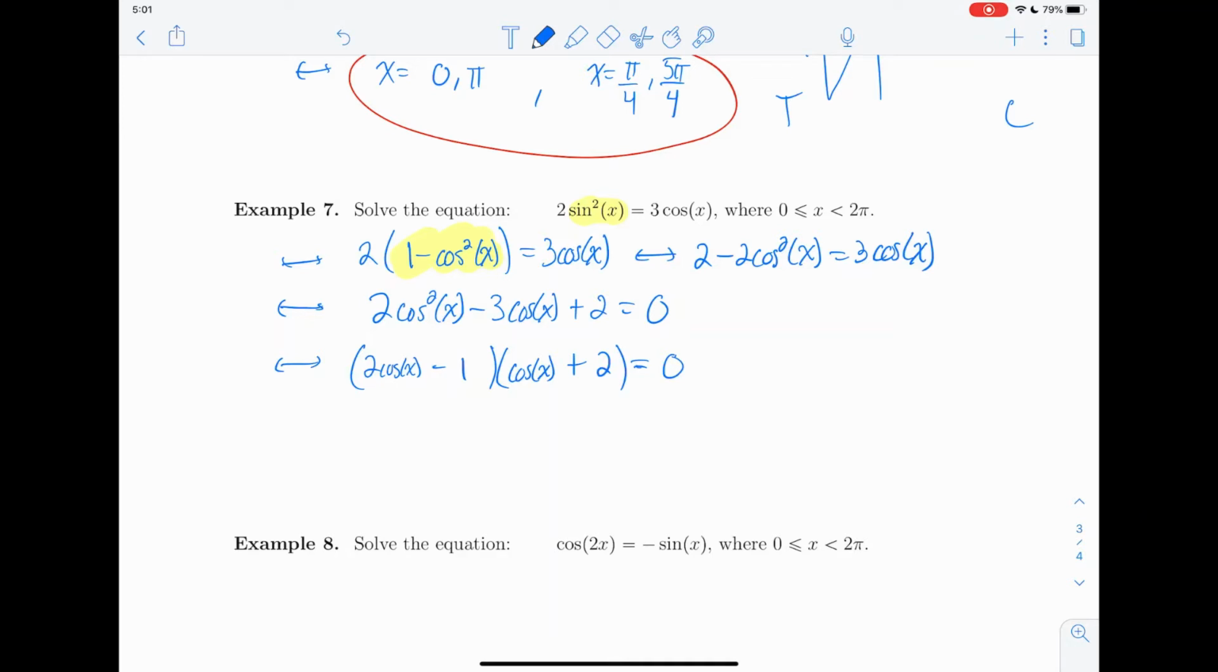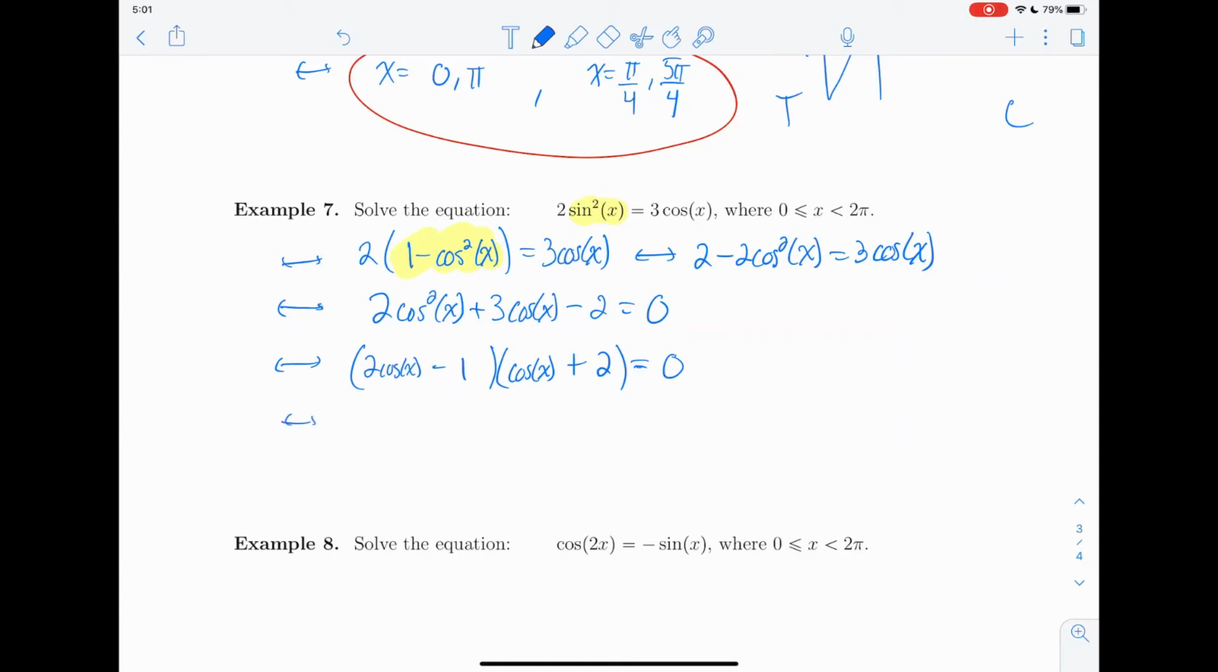And in fact, a quick FOIL in my head tells me this is not correct. Oh no, I have my signs wrong. That should be a plus. So I get 2 cosine, I move it over there, I get positive 2 cosine squared plus 3x minus 2. So I had that a little backwards in my head. There we go. And now we have the right factorization.